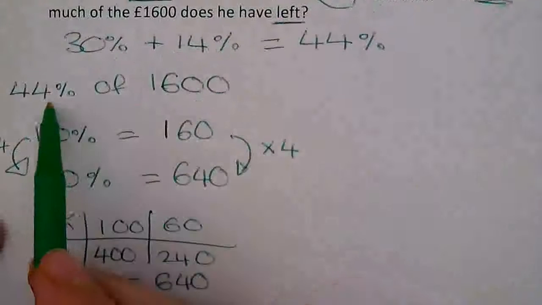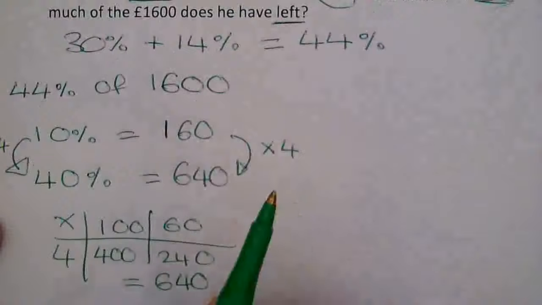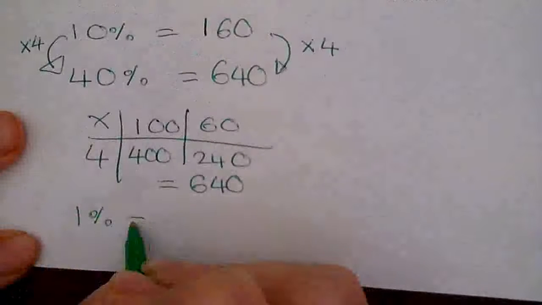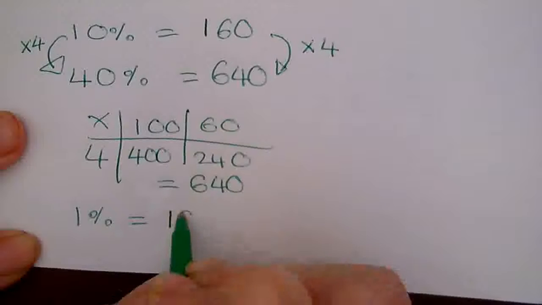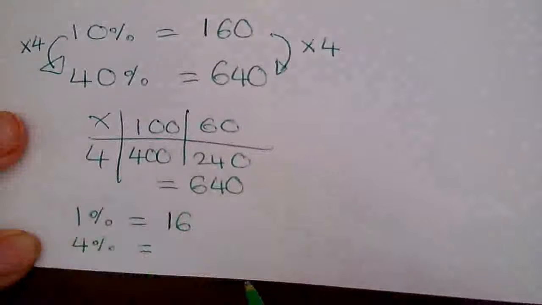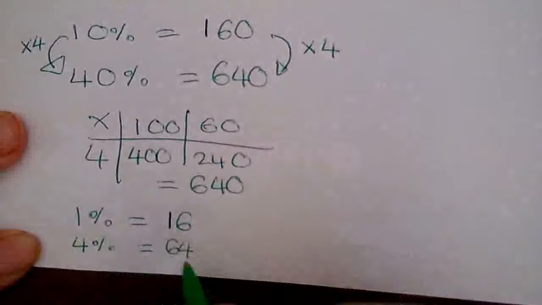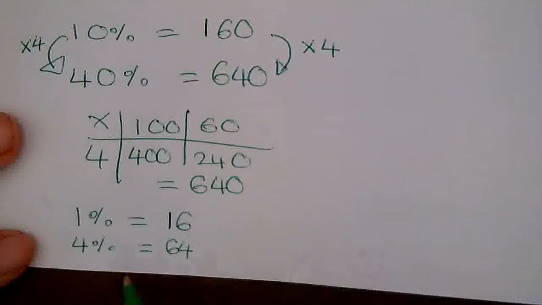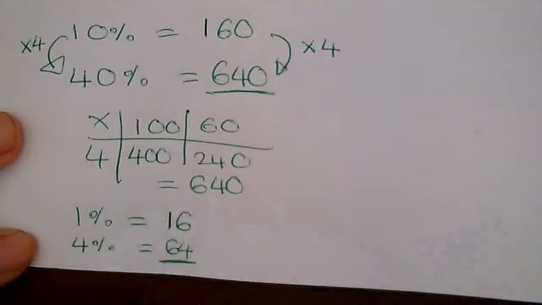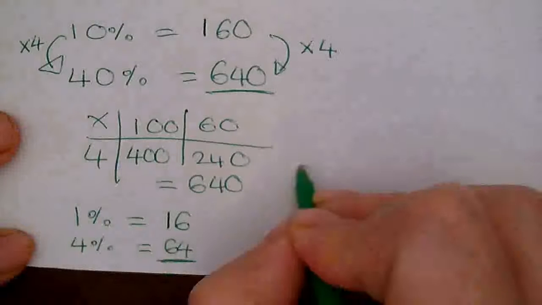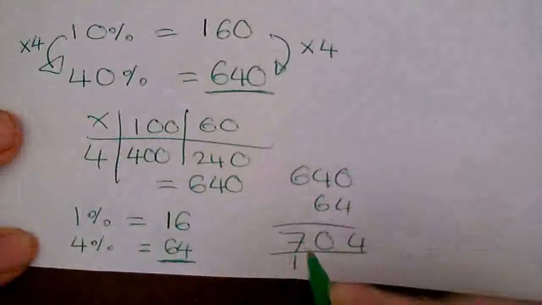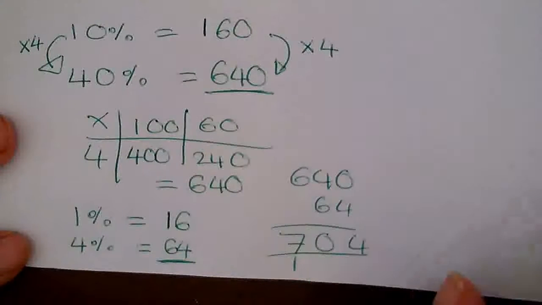But we didn't want 40%, we wanted 44%. So we're going to need 1% as well to get us our 4%. So 1% is dividing by 100, so that's 16. So 4%, 4 lots of 16 is going to give us 64. And again, you could take your time with that. So if I now know 40% is 640 and 4% is 64, add those two together, 640, 64, giving us a total of 704. Now that's how much he spent.